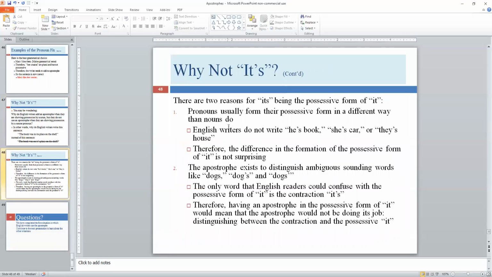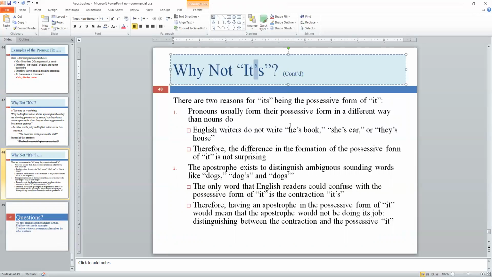Okay, so we have the two reasons. The first I've already told you. We don't use the apostrophe S with pronouns. After all, we don't say this. We don't say he's book or she's book or they's book, they's house. So why would we use an apostrophe S for its when we don't use it for he, she, they, I, you? None of the other forms do we use it for. So for consistency purposes, it makes sense that we don't stick the apostrophe in when we're talking about pronouns. That's the first reason that we don't use an apostrophe with its.